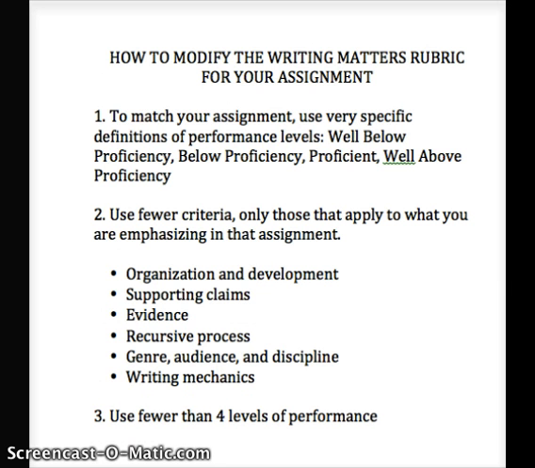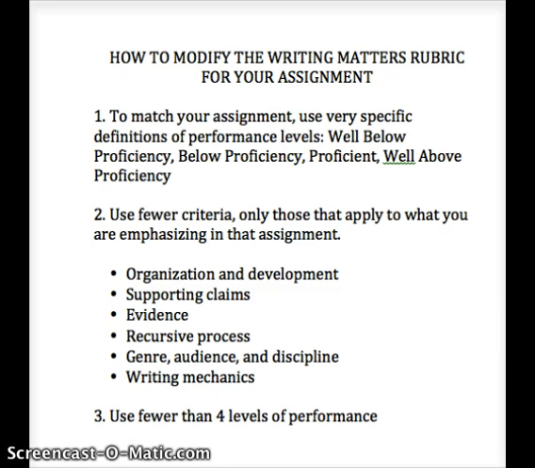There are three ways that I can think of, and here they are in descending order. The first is, every time you use the rubric, you change the 4 performance levels. Remember, we call them well below proficiency, proficient, and well above proficiency. And we define them generally. But every time you use the rubric, you should take the flavor or the meaning of those general definitions, but make them specific to your assignment. And we're going to go over some examples of that.